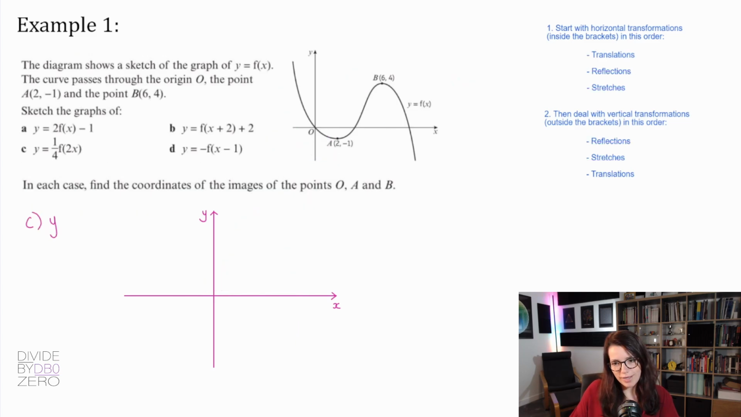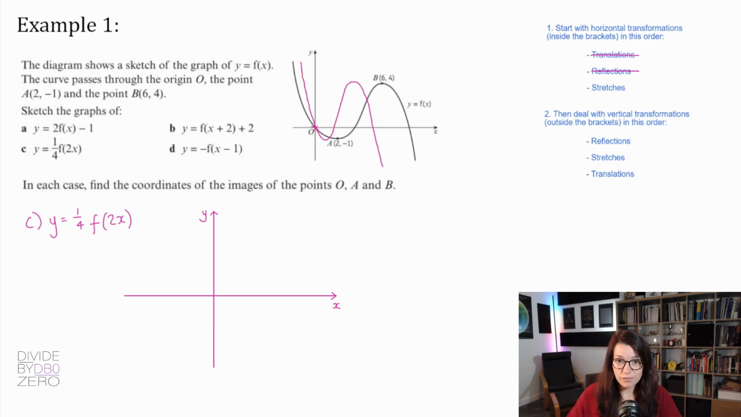Part C, y equals 1/4 f of 2x. No horizontal translations or reflections, but we do have a horizontal stretch. 2 inside the bracket means we're actually going to squash the graph by a scale factor of 2, or in other words, multiply it by a scale factor of 1/2. So let's do that up here.